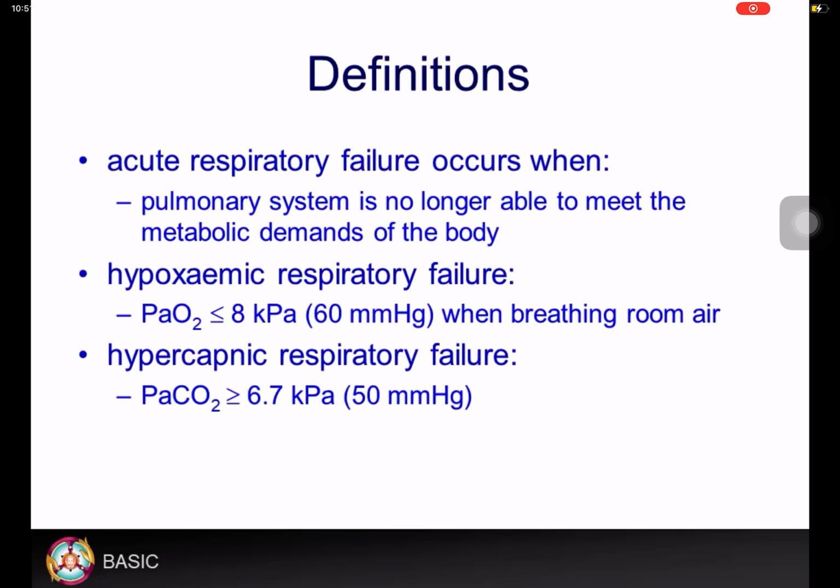Acute respiratory failure can be defined as a state in which the pulmonary system is no longer able to meet the metabolic demands of the body. It can be divided into hypoxemic respiratory failure and hypercapnic respiratory failure.